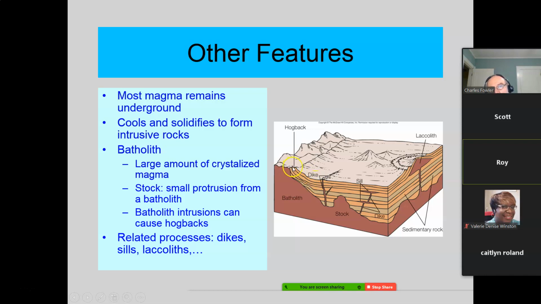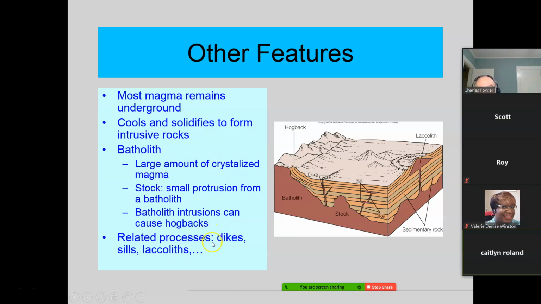And this is a pretty rough area here, and that's why they call it a hogback. It's where exposed layers of sedimentary rock sometimes bound the layers of the igneous rock from the batholith. So it causes a hogback. That's another feature caused by the batholith.